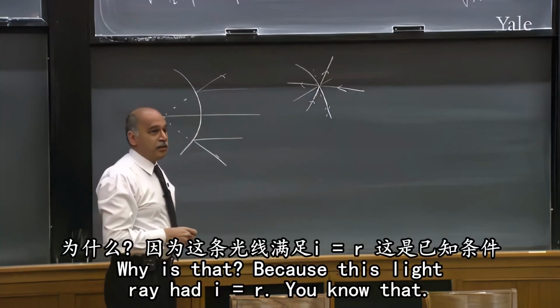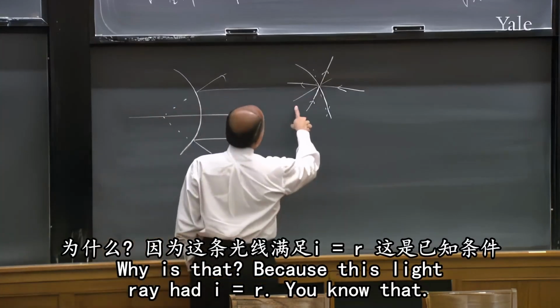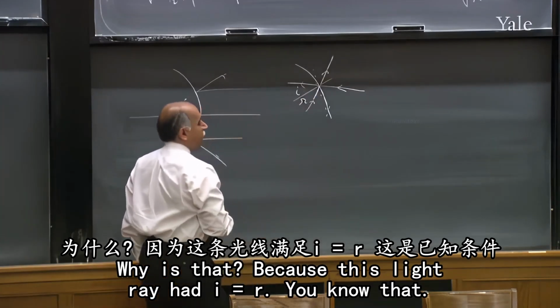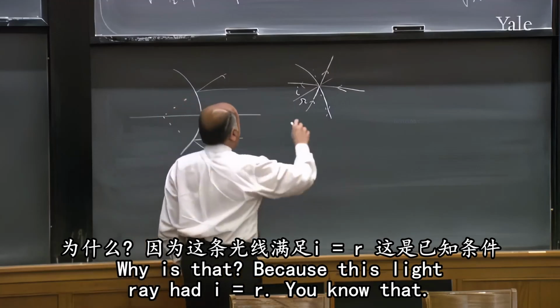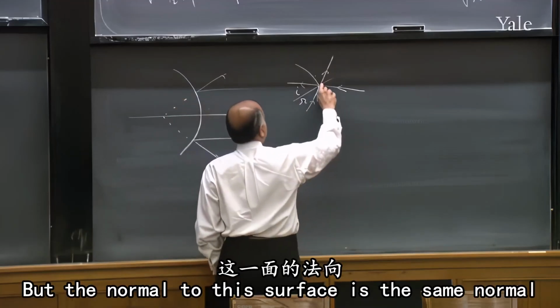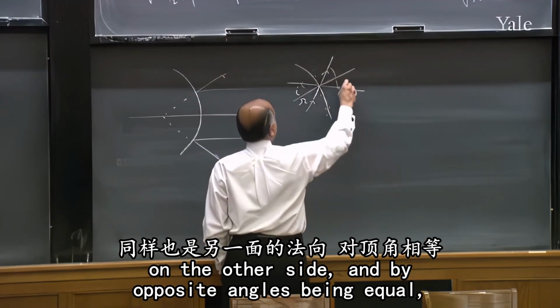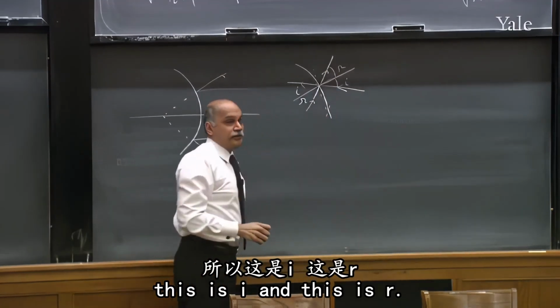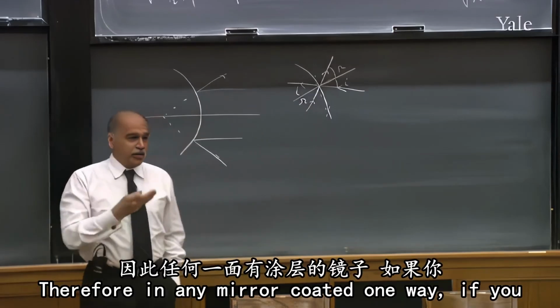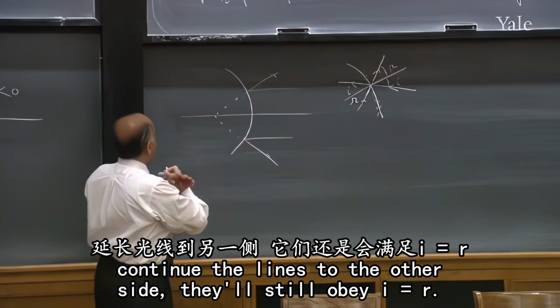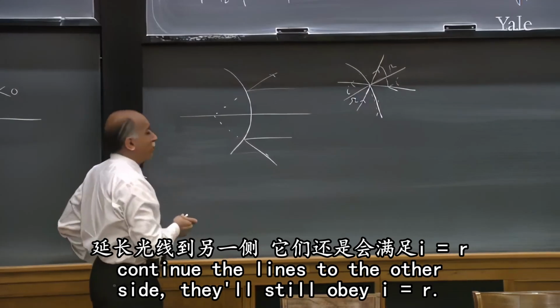Why is that? Because this light ray had I equal to R. You know that. But the normal to this surface is the same normal on the other side, and by opposite angles being equal, this is I and this is R. Therefore, in any mirror coated one way, if you continue the lines to the other side, they'll still obey I equal to R.